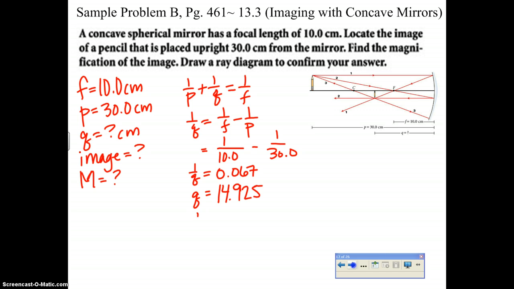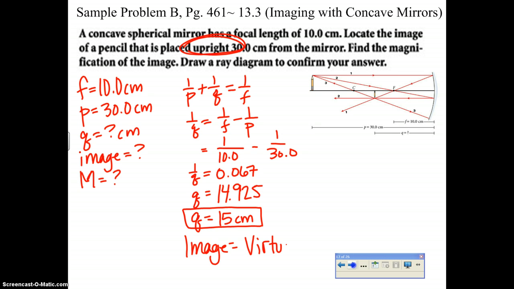You only want 2 sig figs, so your Q is 15 centimeters. Okay, my question to you, should it be a positive or a negative Q? Well, looking back here in the problem, it says upright. So we can go ahead and answer the image question right now: your image is virtual and upright. Half of that answer was given to you right in the problem. So it's just a matter of proving it.